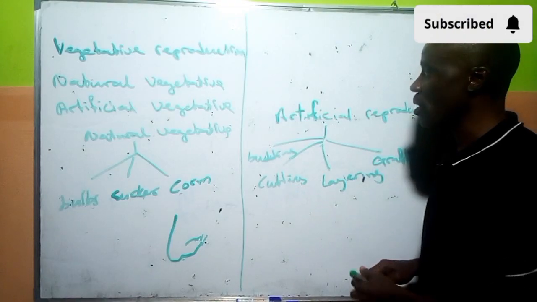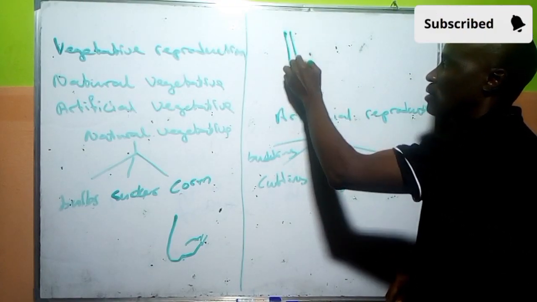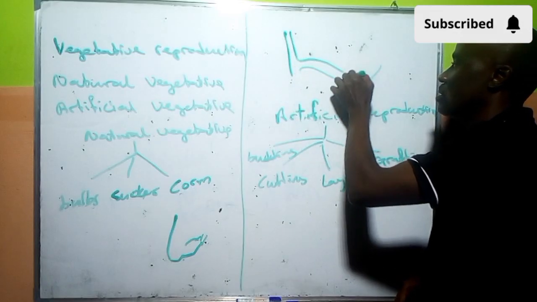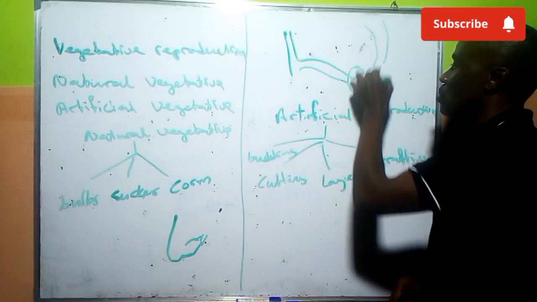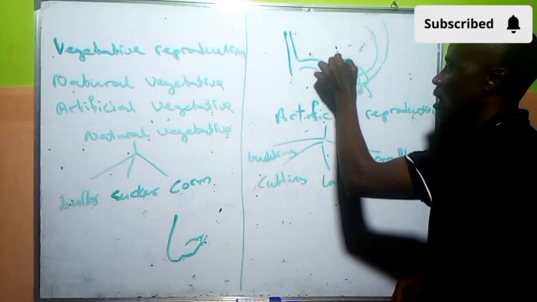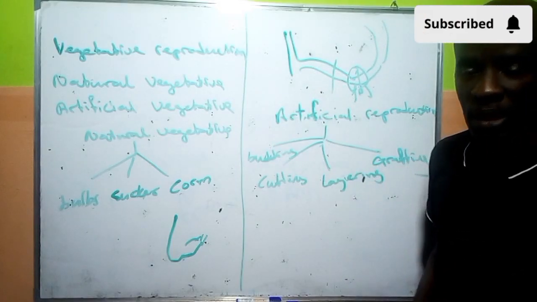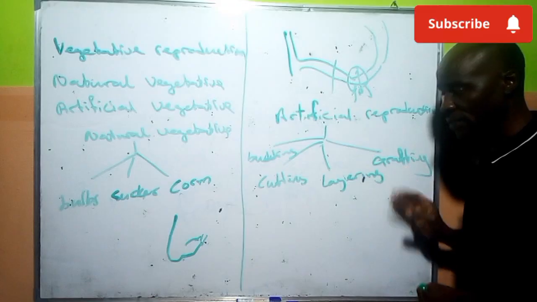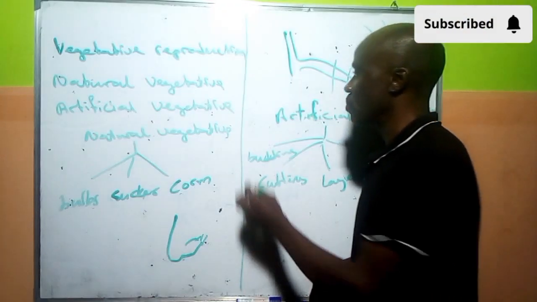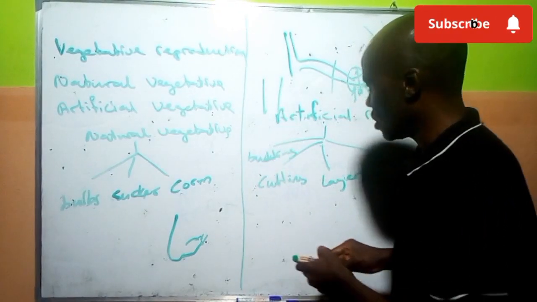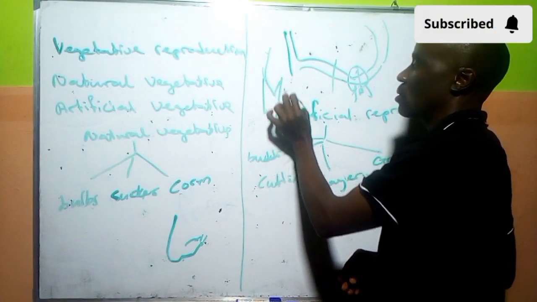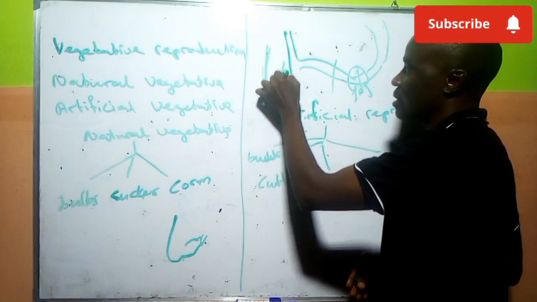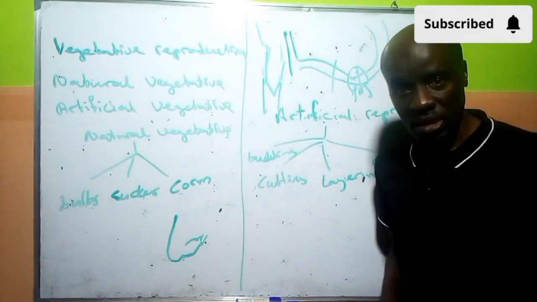We have the layering type, where you get part of the plant and put it in the soil and lay it. I'll cover it here with soil. After a while, the new plant will root and develop here, and we'll cut it off. Then we'll have a new plant. Another type is grafting. In grafting, what we do is that we get another plant and insert it in a new one, and allow it to grow. So this is a good example of that.